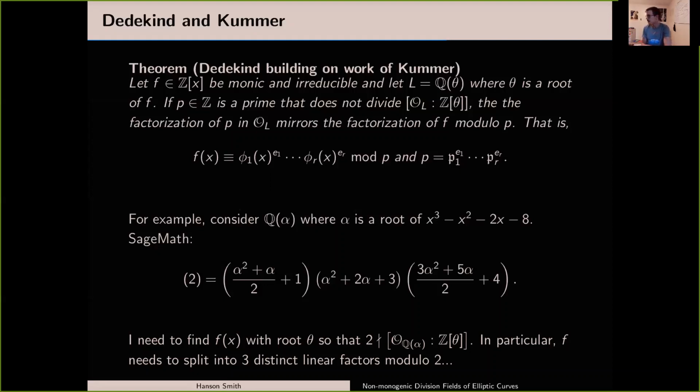And so we think about this for a second. It's like, okay, what polynomials? I need a polynomial that generates my number field and splits into 3 distinct linear factors mod 2. And of course, we think about it for a second and we realize, well, there are only 2 elements in F2, and so this is impossible. So this number field can't be monogenic. And this was the first example of a non-monogenic number field.